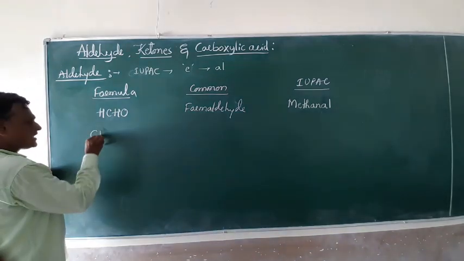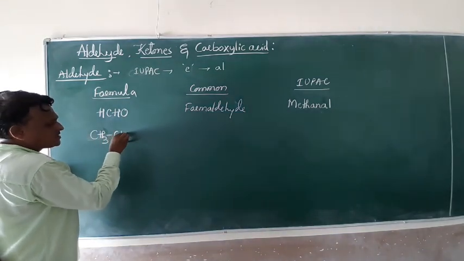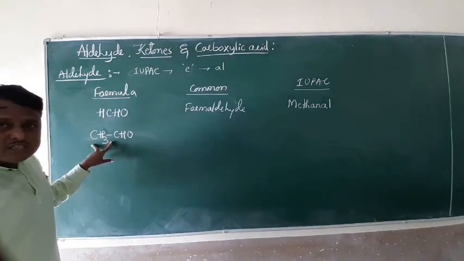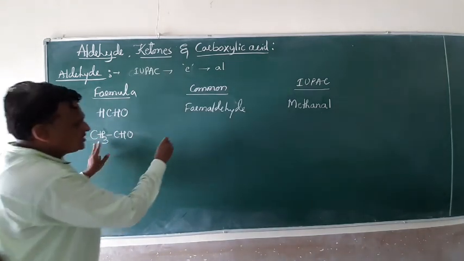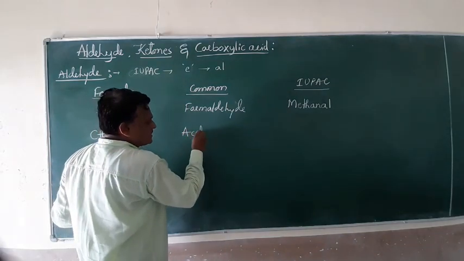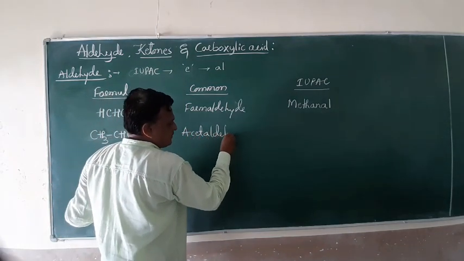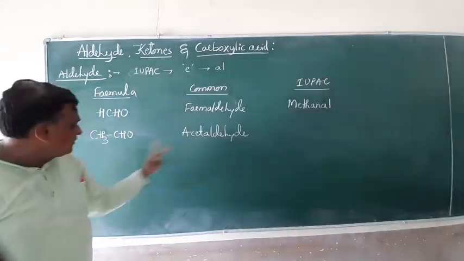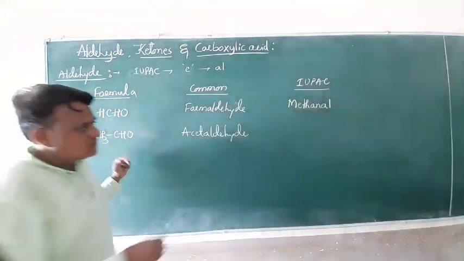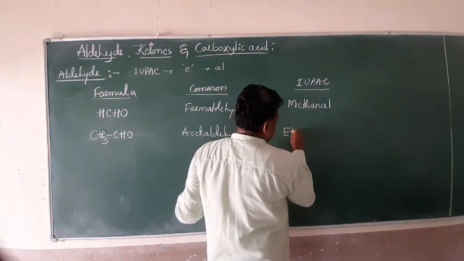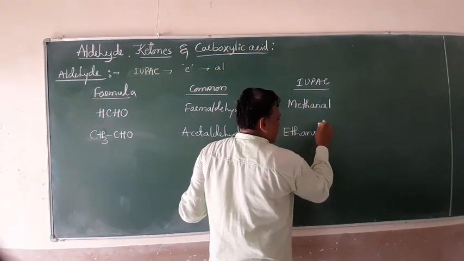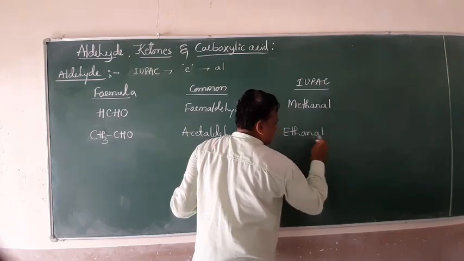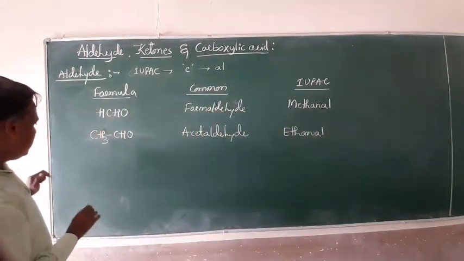Similarly, consider the second example, CH3CHO. Sir, this is derived from acetic acid, that's why we call it acetaldehyde. It is derived from acetic acid and contains two carbons. As you know, here it is ethane, ETHANE. E is replaced by AL, and now the term is ethanal.